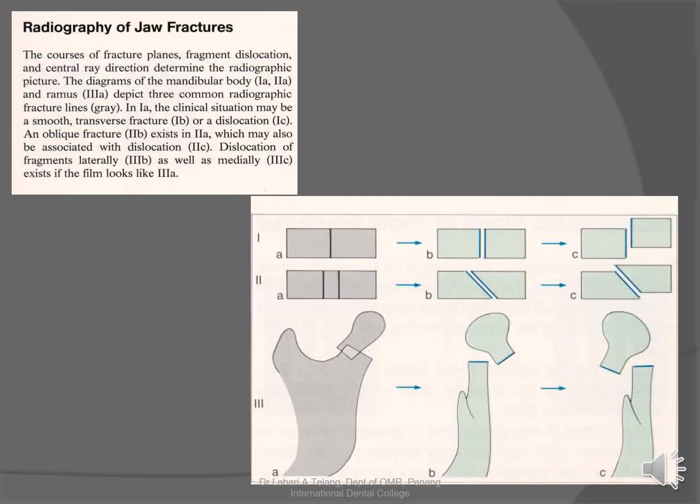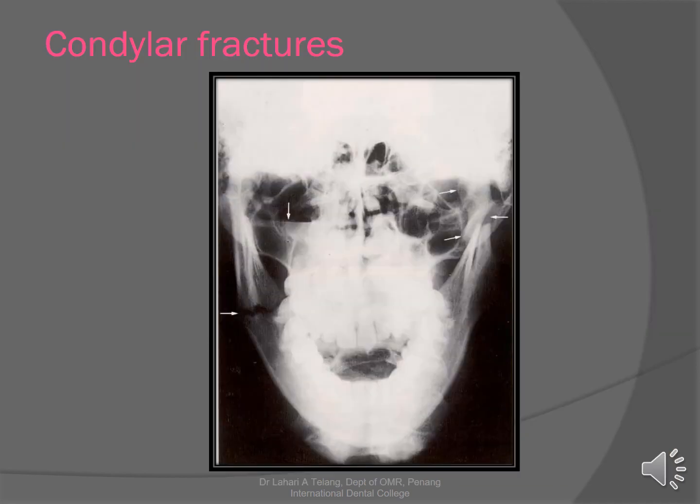This is just an image to show you if there's a condylar fracture, then depending on how the muscle movement is and where the dislocation of the fragments takes place, the prognosis or ease of treatment also depends on that. Condylar fractures, this is a reverse Towne's view showing the condylar fractures. On the left side, white arrow marks are pointing towards the fracture of the neck of the condyle, and on the right side is pointing towards the angle of the mandible fracture. So this is a reverse Towne's radiograph.